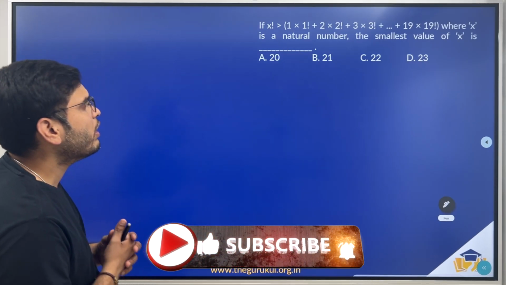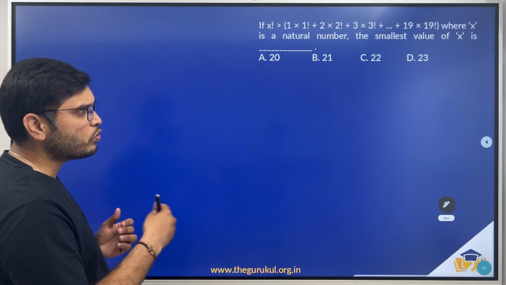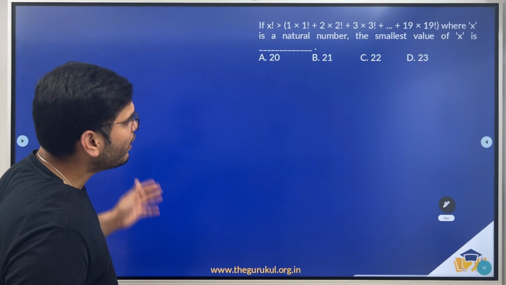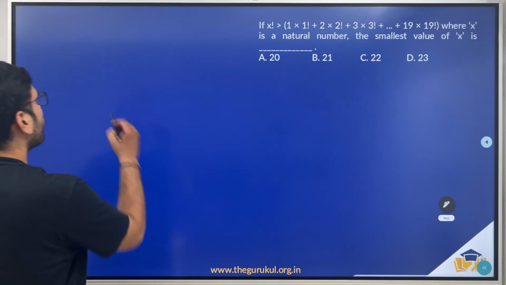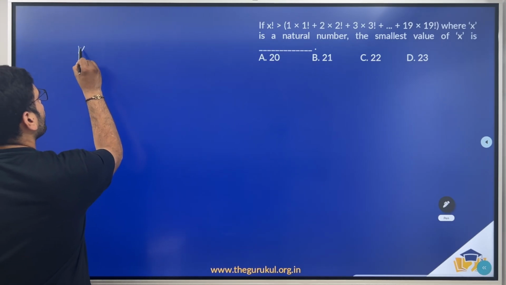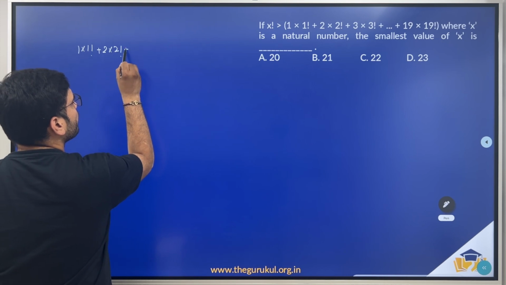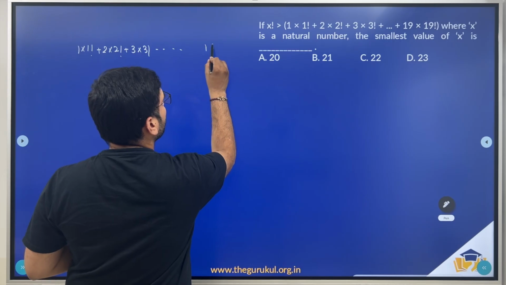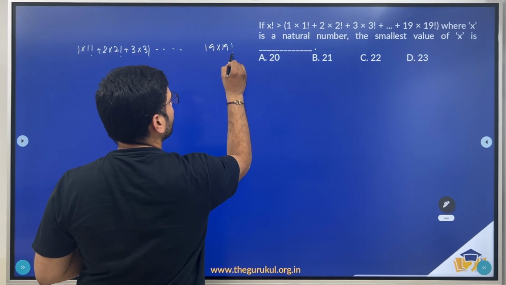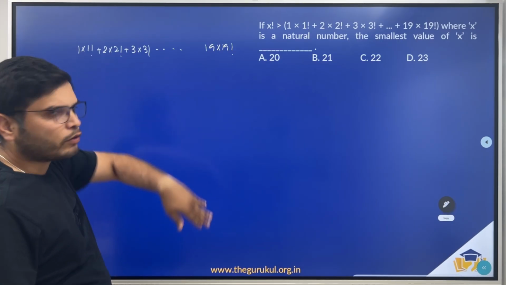So if x factorial is greater than 1 into 1 factorial plus 2 into 2 factorial plus 3 into 3 factorial plus so on to 19 into 19 factorial, where x is a natural number, the smallest value of x is. So we are given 1 into 1 factorial plus 2 into 2 factorial plus 3 into 3 factorial, so on till 19 into 19 factorial. Now let's find this value in some factorial, right?